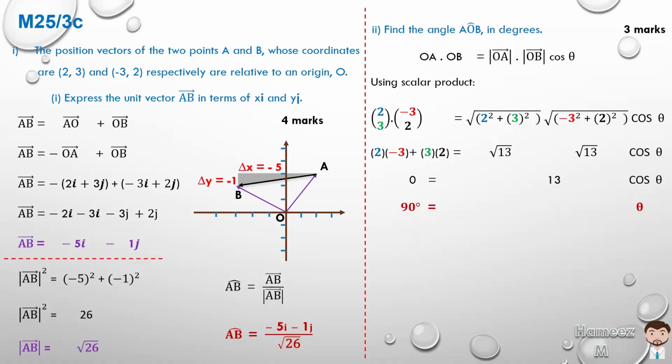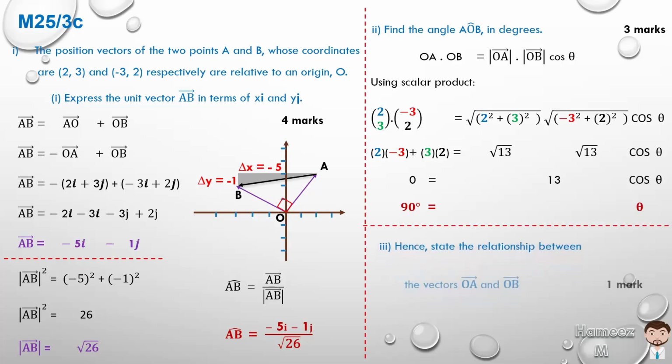Now if theta is 90 degrees, that's very interesting. Let's put a little 90-degree symbol there on our sketch. We have it in red. Let's go to the last part here, part 3. Hence, state the relationship between the vectors OA and OB. Well, we notice that there's a 90 degrees there that we just worked out. As such, we can see that the vectors OA and OB are perpendicular to each other. They are at 90 degrees to each other.